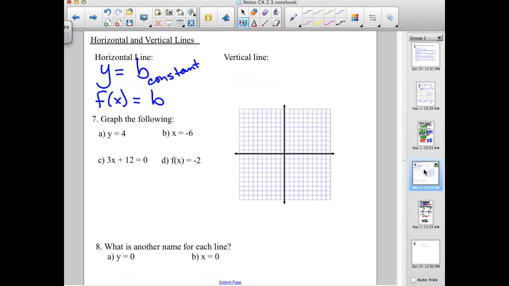Is a horizontal line a function? Does it pass the vertical line test? Yes. So I could put it in function notation like this. f of x we typically use to replace y when we want it in function form. Okay.